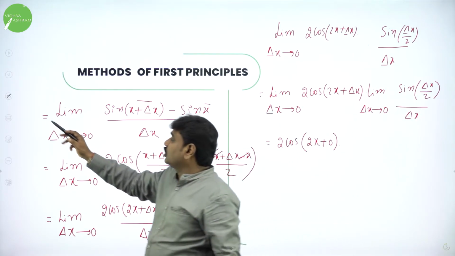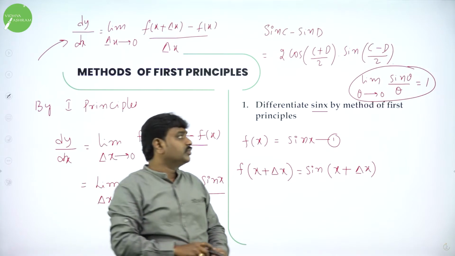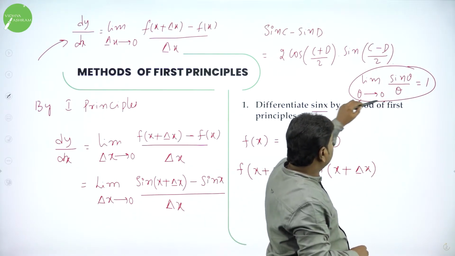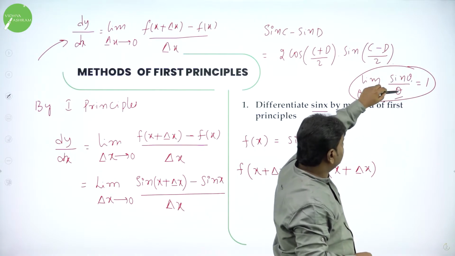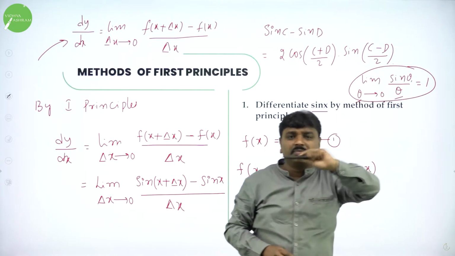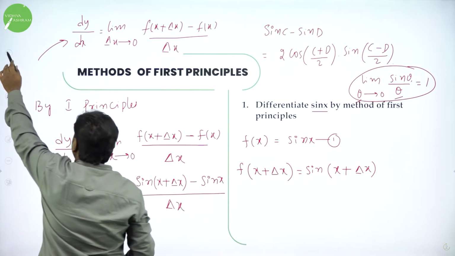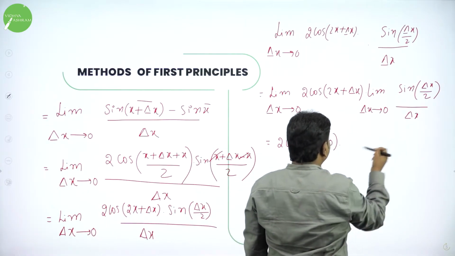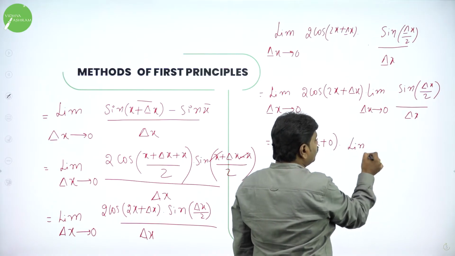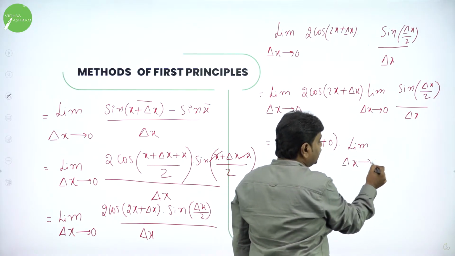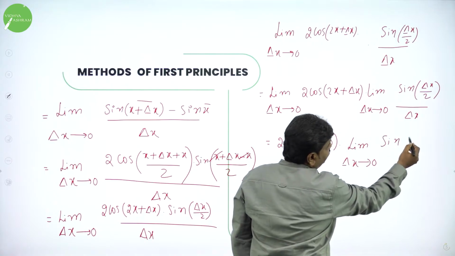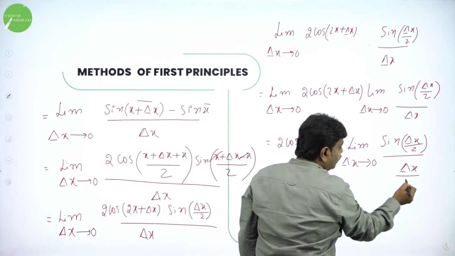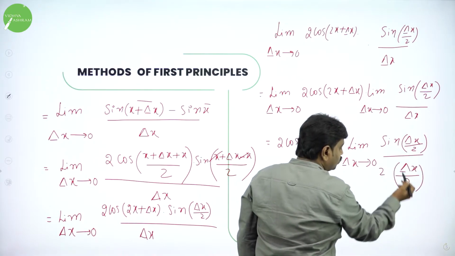Before I start, I told you, we have a theorem. What is the theorem? Limit theta tends to 0 of sin theta by theta is 1. Means what? If this is theta, this is theta, this is theta, if these three things are the same, the answer is 1. Same technique we use here now. Here I have delta x by 2, but the by 2 is missing in the denominator, so divide and multiply by 2. Before you apply the limit, simplify. Limit delta x tends to 0 of sin of delta x by 2 divided by delta x, so divide and multiply by 2, into 2 and by 2.